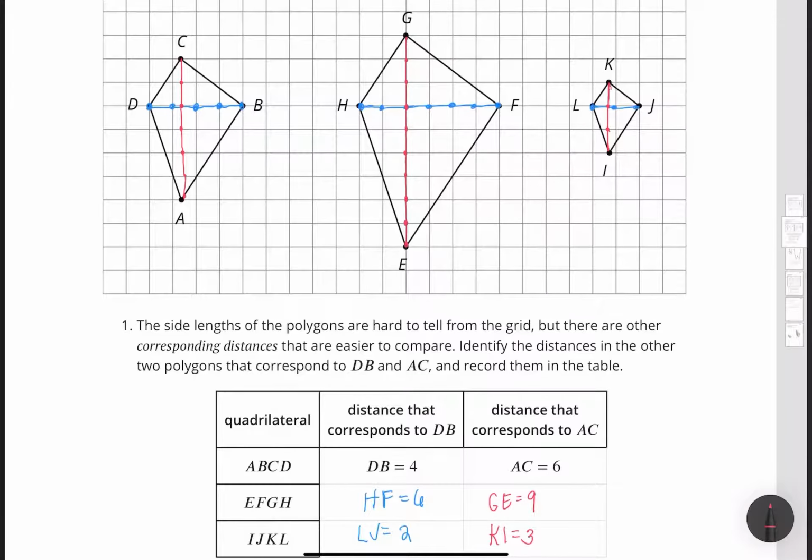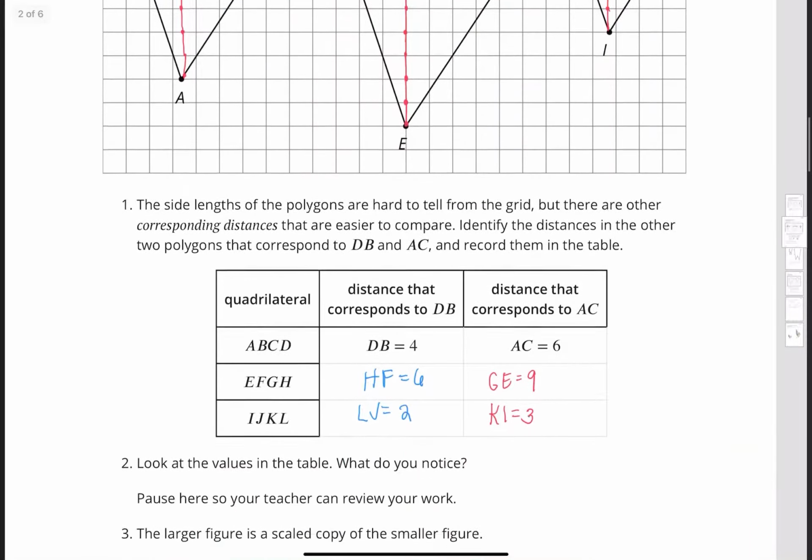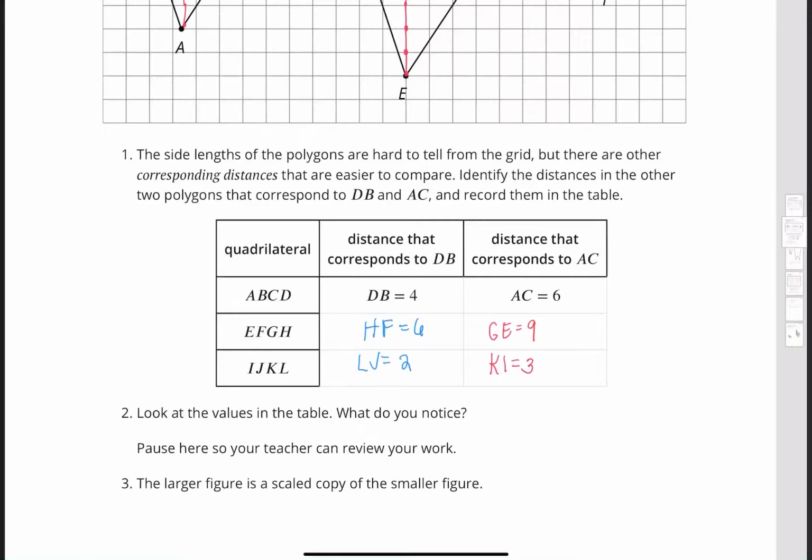Okay, so the next question is asking us, look at those values in the table. What do you notice? Pause here so your teacher can review your work. So I want you guys to look at this table and pause the video and try to guess, what do you notice about this table?